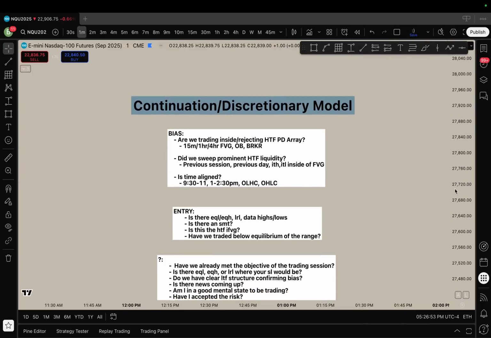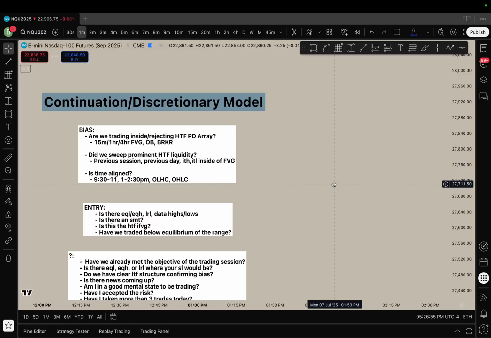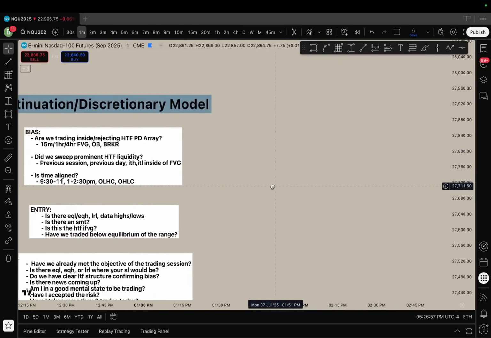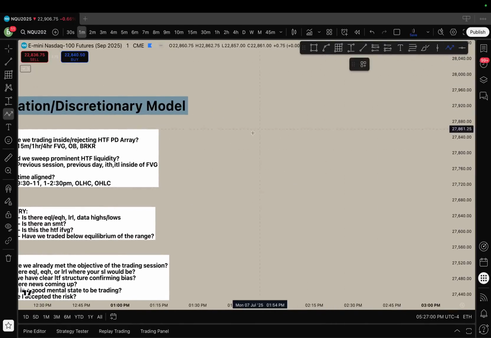Open low high close and open high low close. If you guys don't know what that is yet, I suggest you watch the PDI video, but it's basically going to be when we have price trading like this.